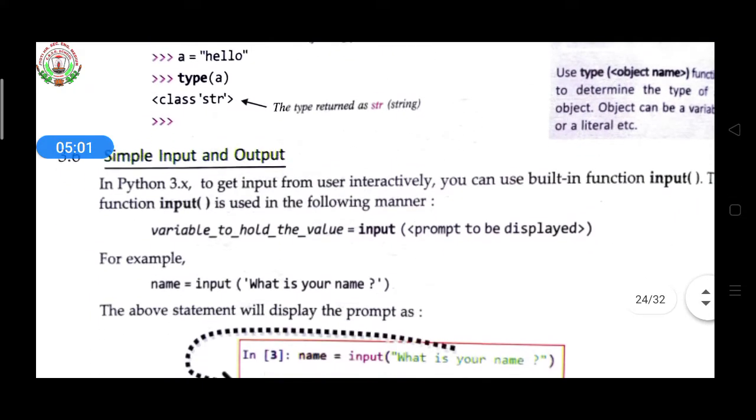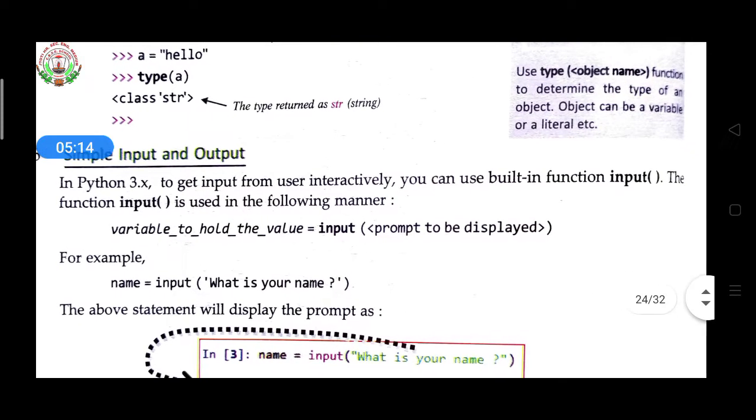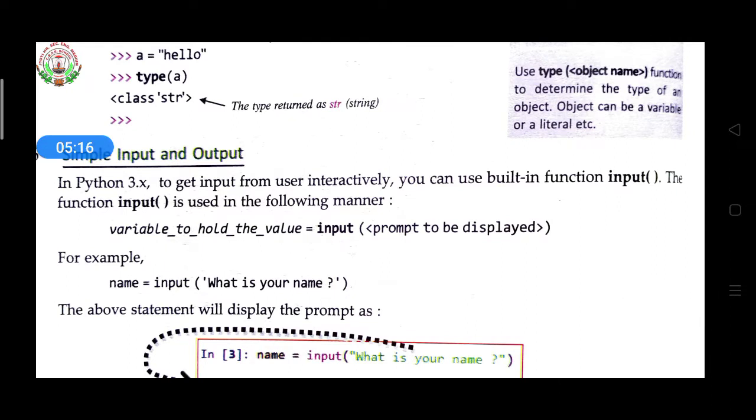Now the next one is simple input and output. In Python 3.x, this is the version of Python, to get input from the user interactively, you can use the built-in function input. The input function is used in the following manner. If you want to take input, suppose you want to check the greater of two numbers, while you are checking the greater number, if you want to ask the user to give the two numbers, then first of all you have to take the input from the user.